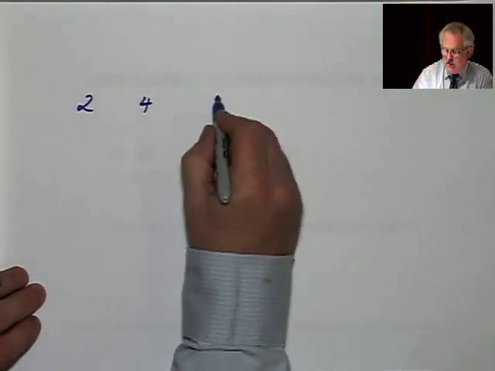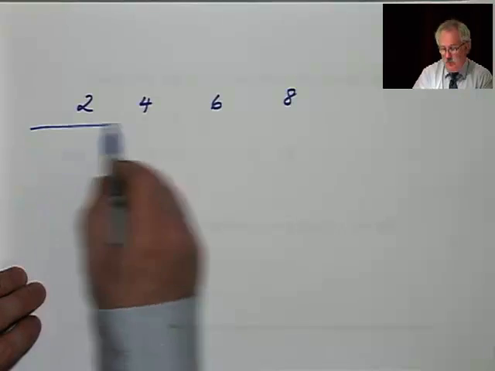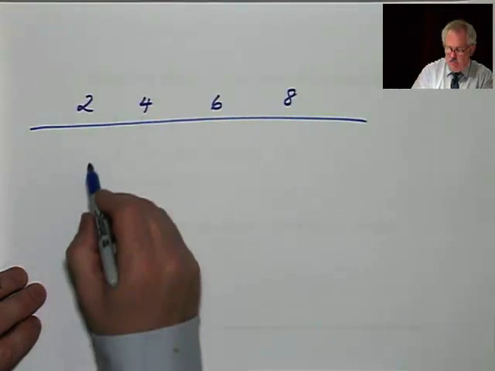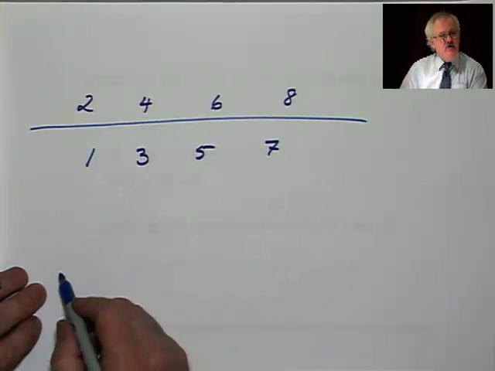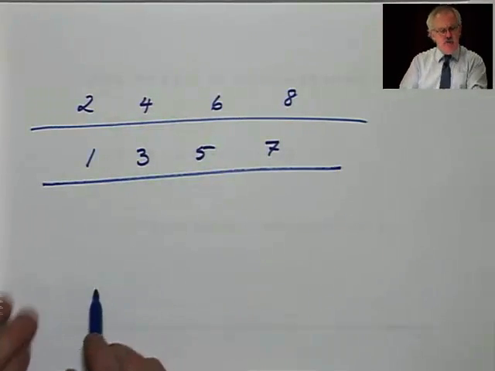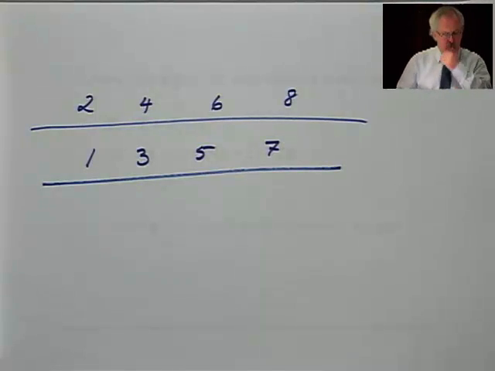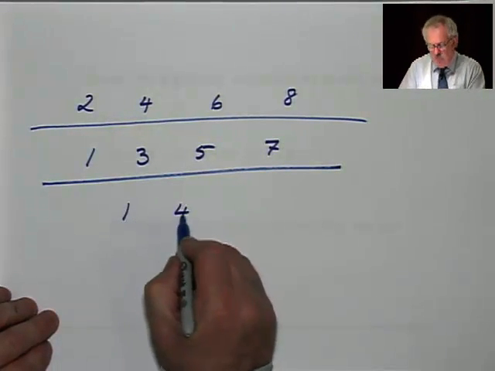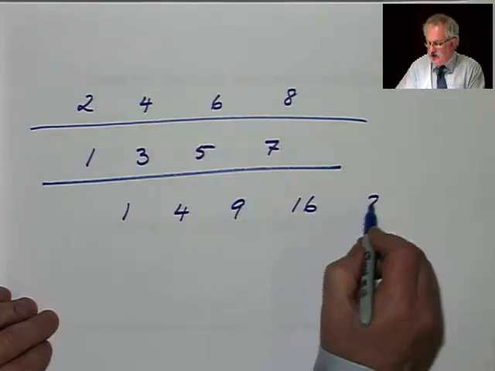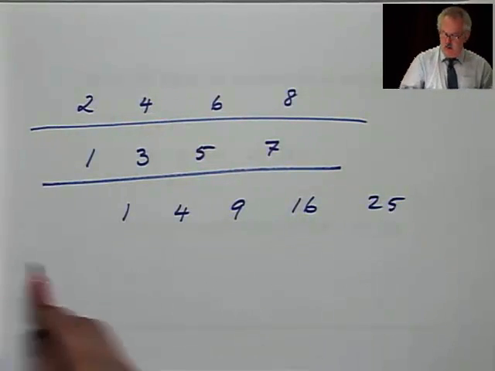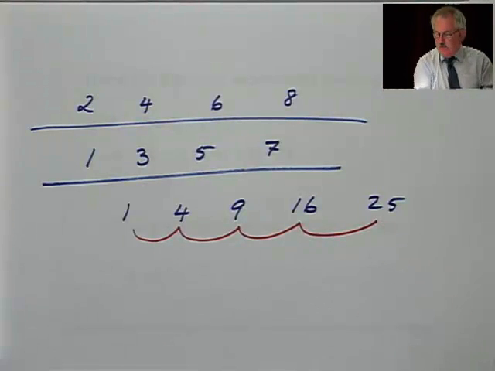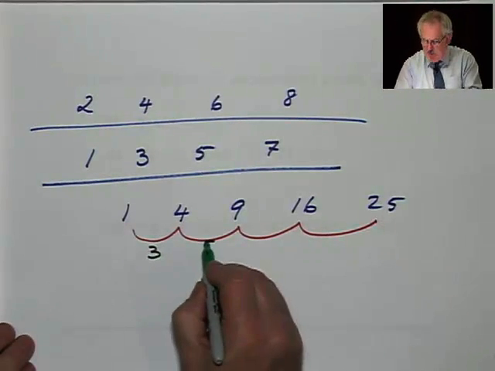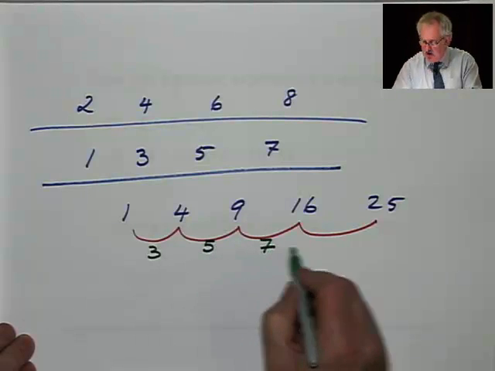And the numbers could turn out to be 2, 4, 6, 8, in which case you can do it. Or it might be 1, 3, 5, 7, in which you can do it. But it might be something slightly more awkward. It might be something like this: 1, 4, 9, 16, 25. In other words, when you go for the gaps between them, you might find that the first gap is 3, the second gap is 5, the next one is 7, and the next one is 9.